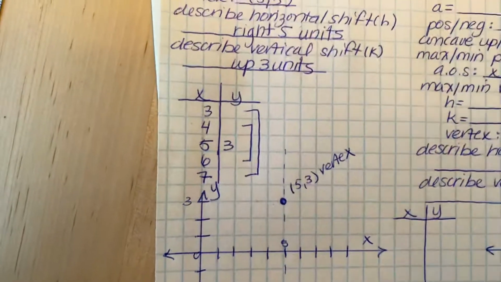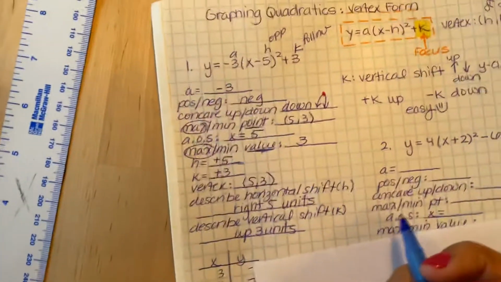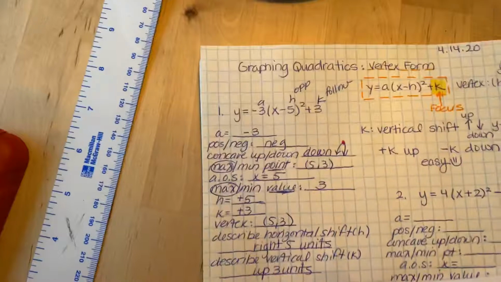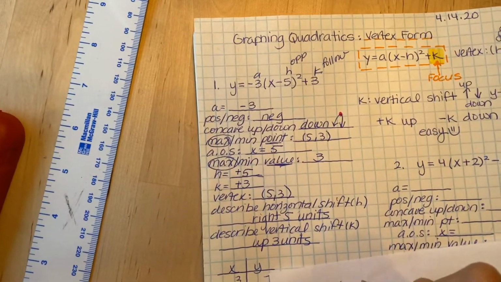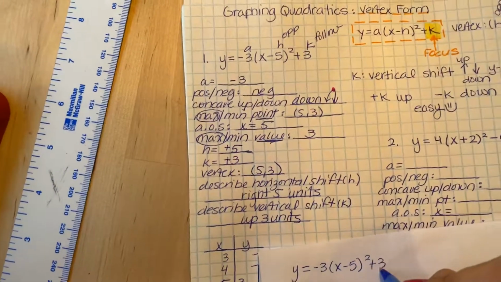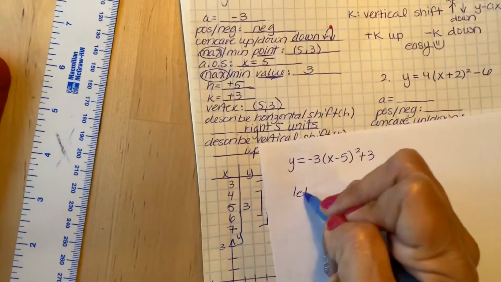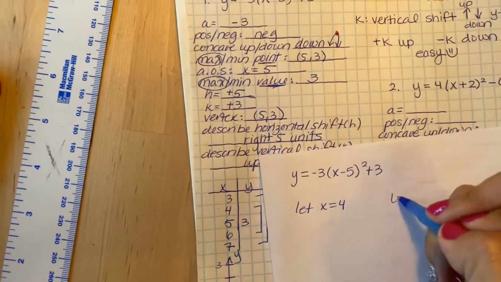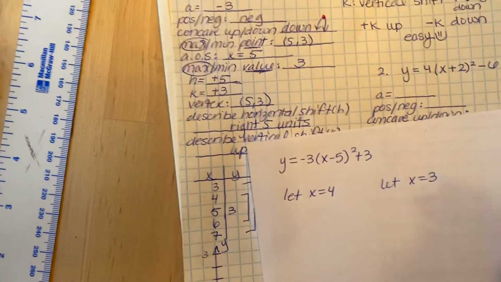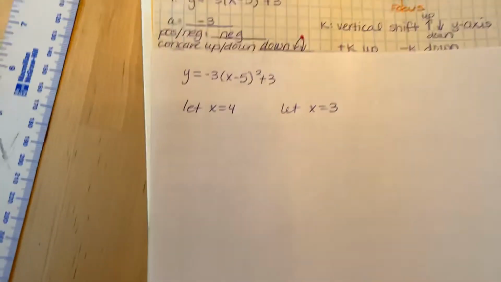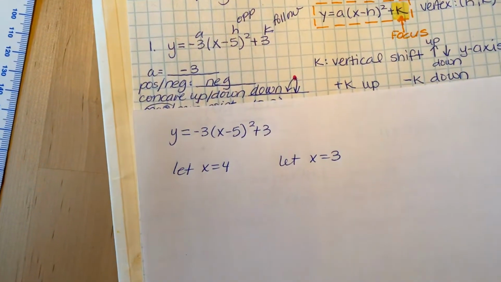I think I get everything right and set up, and then I realized I didn't. Okay, so what is our quadratic? -3 times (x minus 5) squared plus 3. Okay, so I'm going to let x equal 4, and I'm going to let x equal 3, and we're going to go ahead and solve order of operations, right?